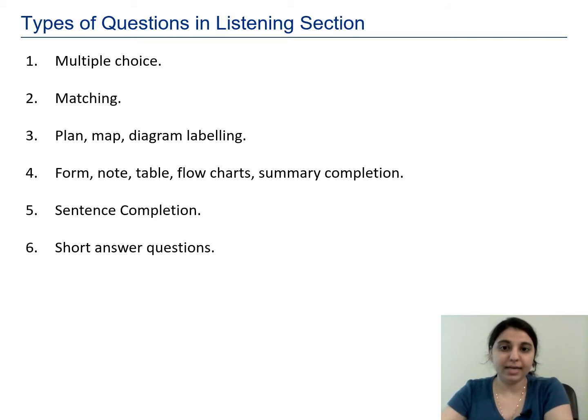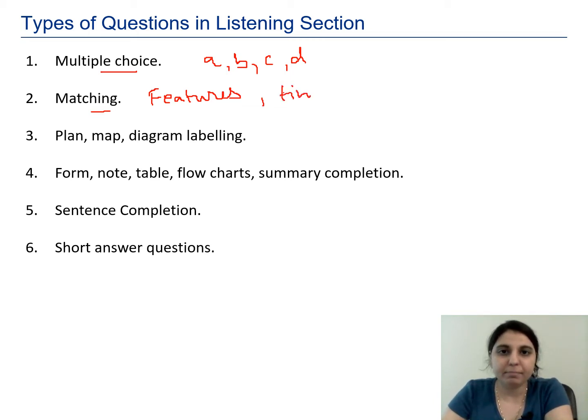Now, what are the types of questions that can be asked in the listening test? The first one is multiple choice. There will be a question and 4 options like A, B, C and D, and you have to choose the correct option. Then comes matching, matching between features. Matching could be between features, or between any time or period, with the correct option.